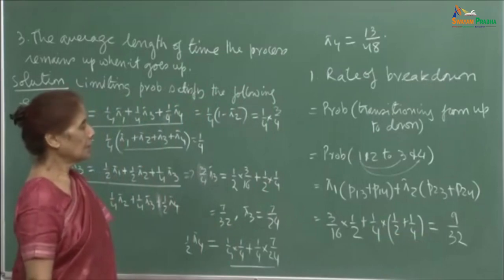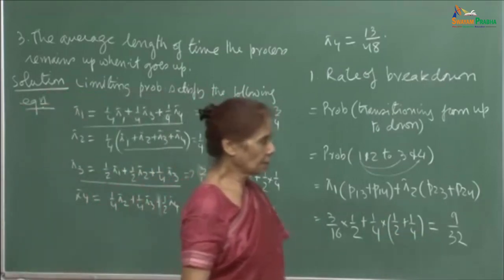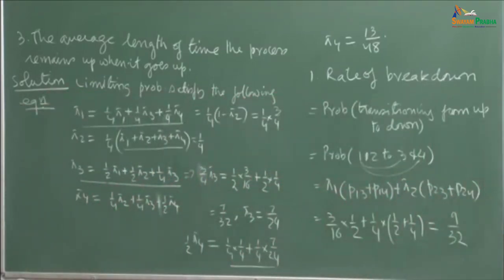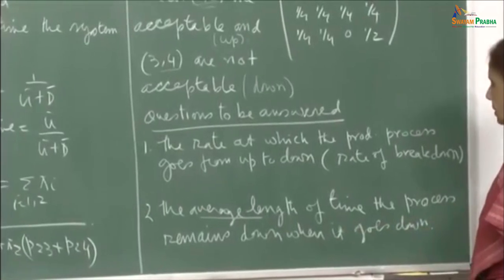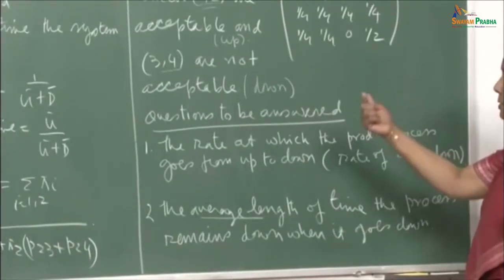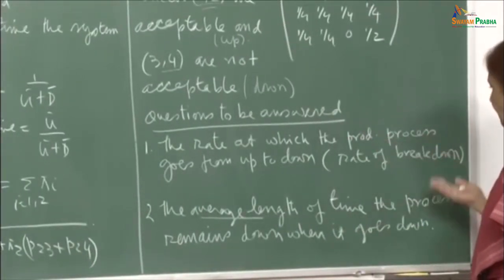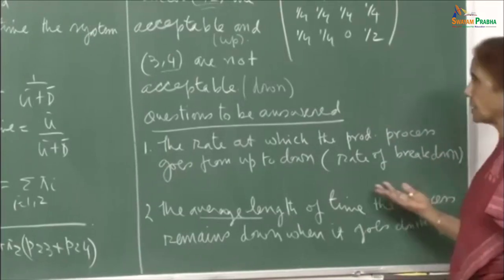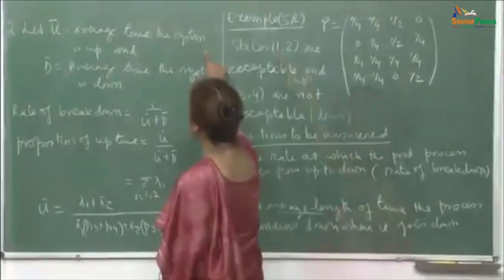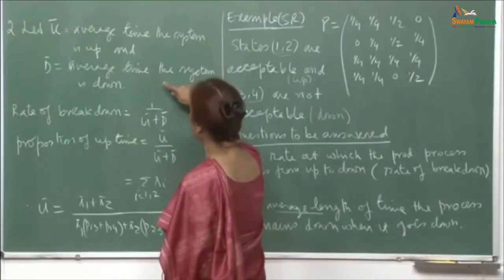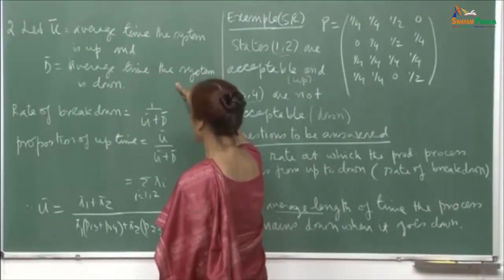Now, you want to answer the second question, which is the average length of time the process remains down when it goes down. And the other one is the average length of time it is up when it goes up. So, both the things. So, let us define u bar as the average time the system is up and d bar is the average time the system is down.